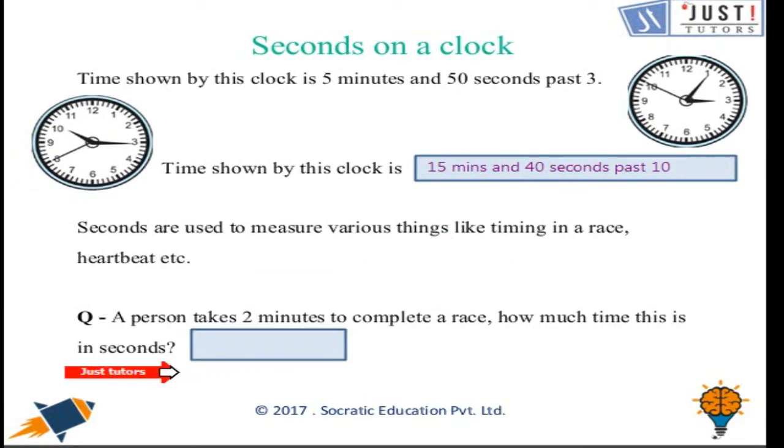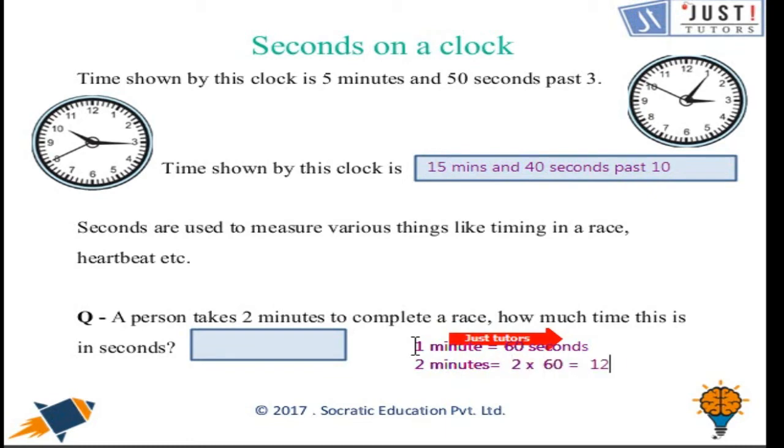Let's try a quick question here. A person takes 2 minutes to complete a race. How much time is this in seconds? So as we know that 1 minute is the same as 60 seconds, to work out 2 minutes in seconds, you can just multiply 2 by 60, which will give you 120 seconds. So the answer here is 120 seconds.